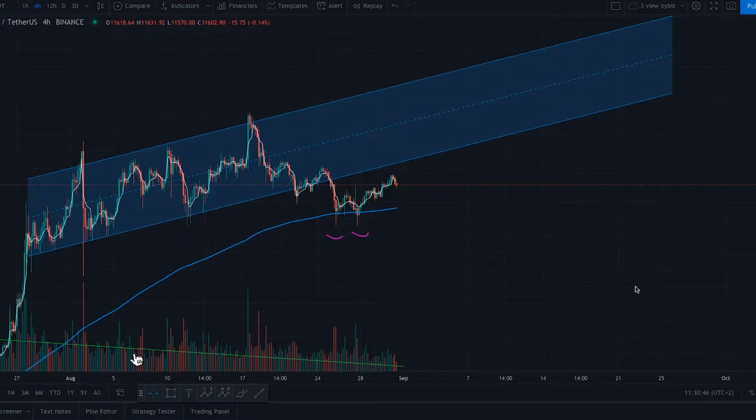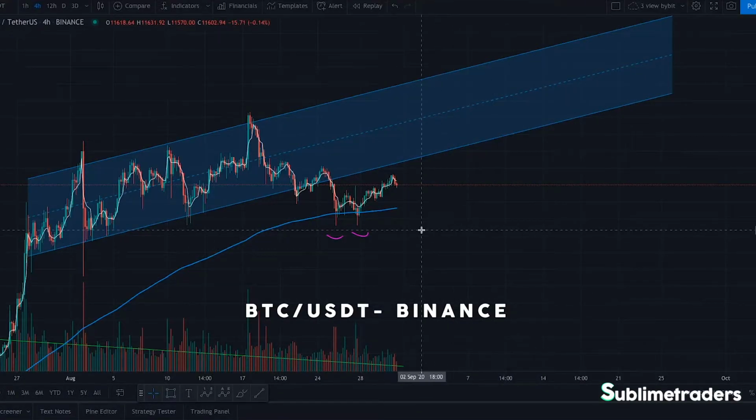I am Logicalorange and today we're going to talk about Bitcoin USDT and the trade idea for Ethereum Classic USDT. So without further ado, let's start looking into the Bitcoin chart and see what we can establish. First of all, we can see that we have established a double bottom just over the 200 EMA right here.